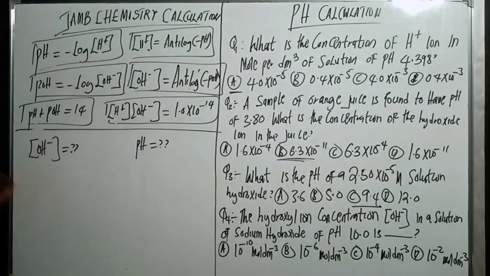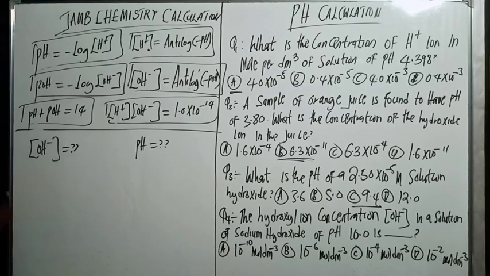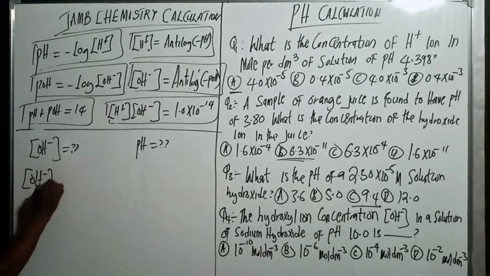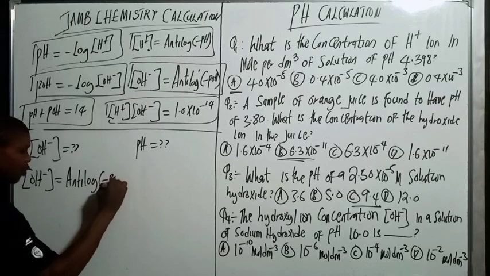So how do I get this one here? It's just like what I have already done previously. To calculate OH minus, I'm going to use this formula here, right? OH minus equals antilog of minus pOH, right?